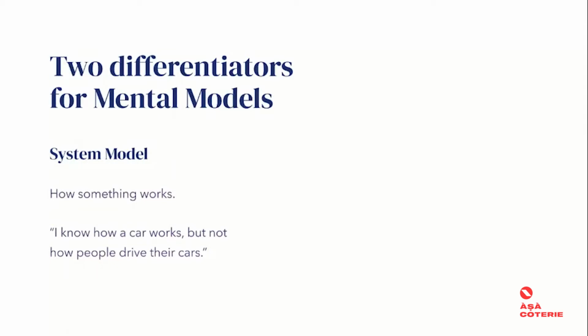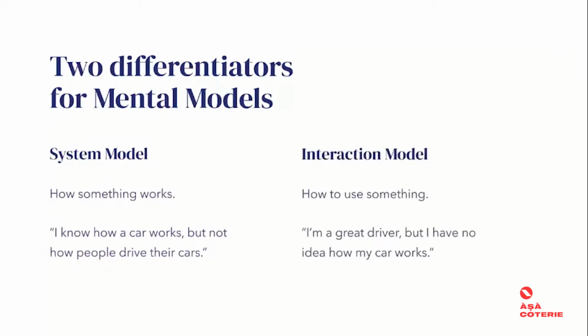But then, as opposed to the system model, there's also the interaction model. Now, the interaction model says how to use something. So the quote here is, I'm a great driver, but I have no idea how my car works. Now, I don't know if you guys can see the difference. On the left side, it's saying, I know how a car works, but I don't know how people drive their cars. Now, the interaction model is saying, I'm a great driver, but I have no idea how my car works. Now, where does the designer come in here?